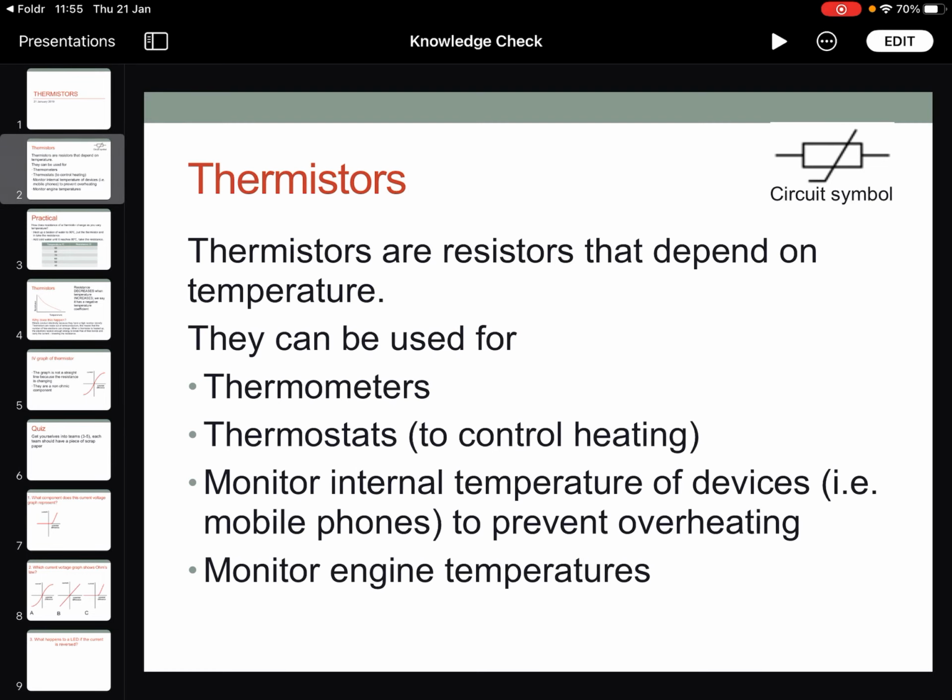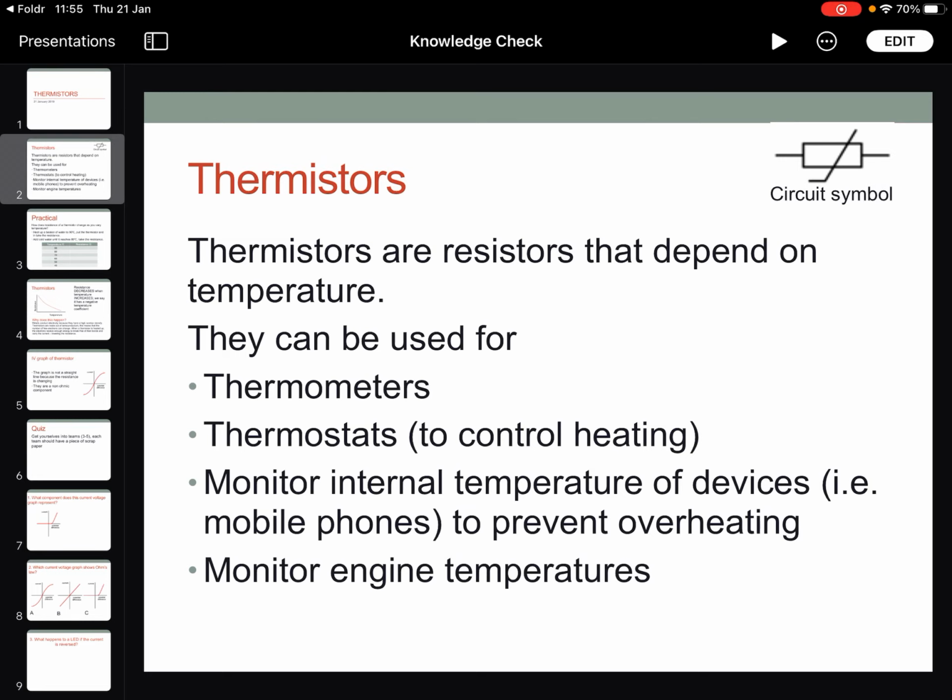So a little bit of information here. Thermistors are resistors that depend on temperature. You'll notice top right that there is the circuit symbol. So you've got that box for a resistor, but then you've got what looks like a hockey stick, and that's meant to represent a thermometer, effectively.